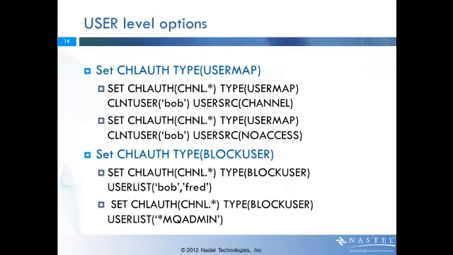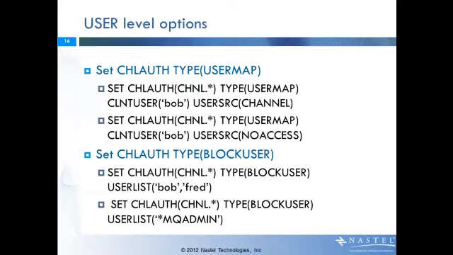A remaining set of definitions that we haven't talked about are the user, user map and block user map. This allows us to set up on a per user basis who can access this channel, just like who can access queues in MQ and so on. And then again, whether they use the channel mappings, whether they have no access, and so on. You can also use the block user to specifically block a list of users from using a channel.